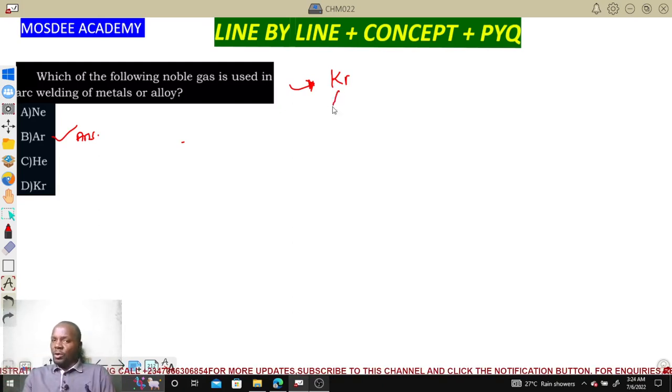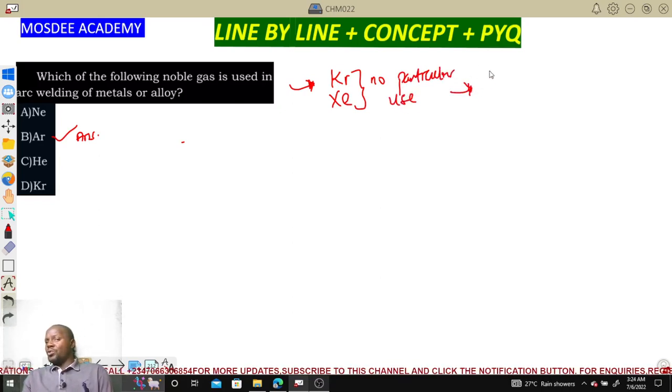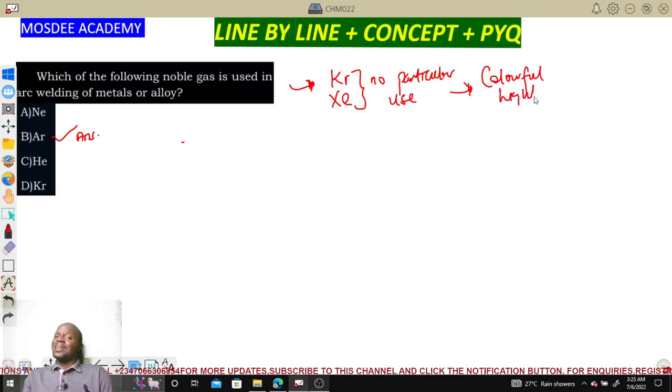Now, krypton, xenon, they don't have a particular use. So most of them are just used to produce colorful light. So when you are asked questions about radon, krypton, xenon, they are basically used for producing discharge light, all these lighting effects and stuff like that. That will be your answer. So there is no particular definition of the use of krypton, xenon. So always keep that at the back of your mind.